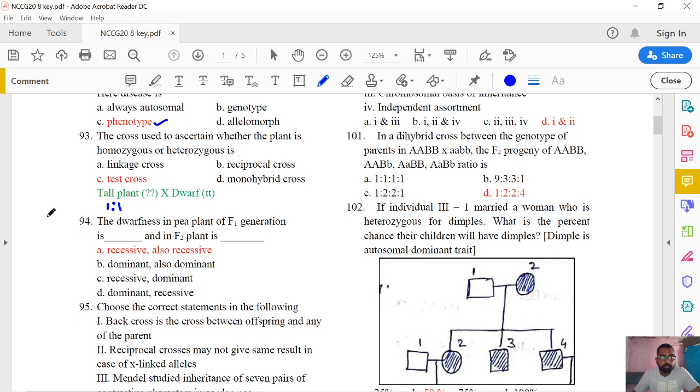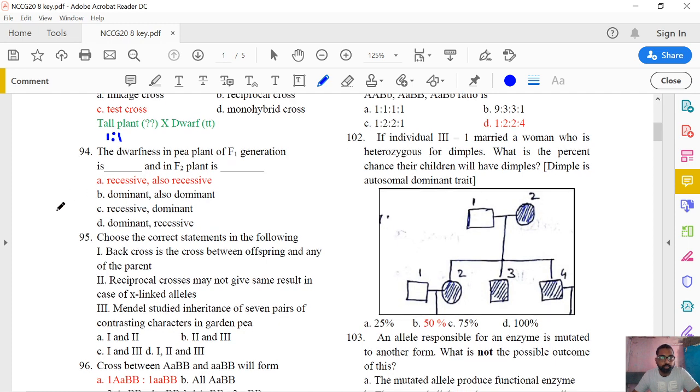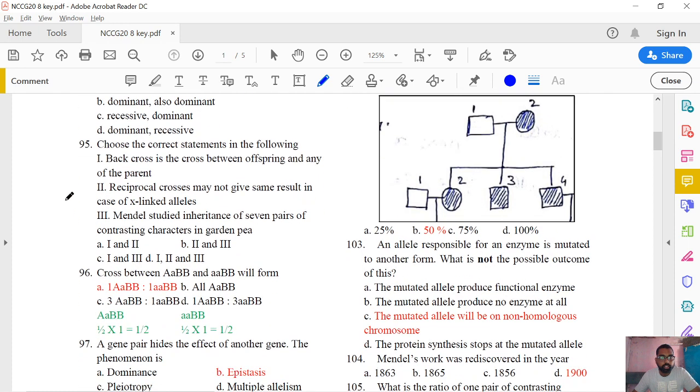The dwarfness in pea plant of F1 generation is dash, and in F2 generation is... Dwarfness, whether it is F1, F2, F3, whatever it is, is recessive only. It cannot change from dominant to recessive or recessive to dominant. So it is A.